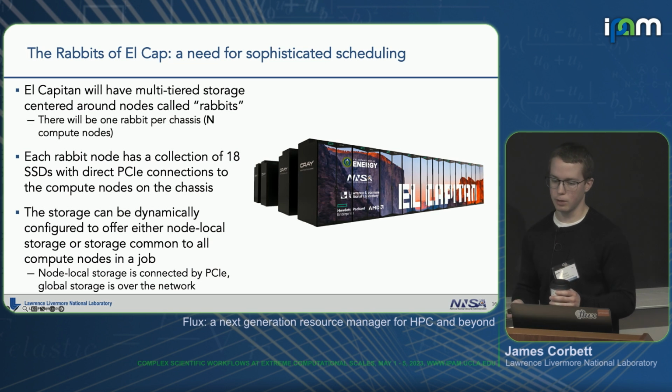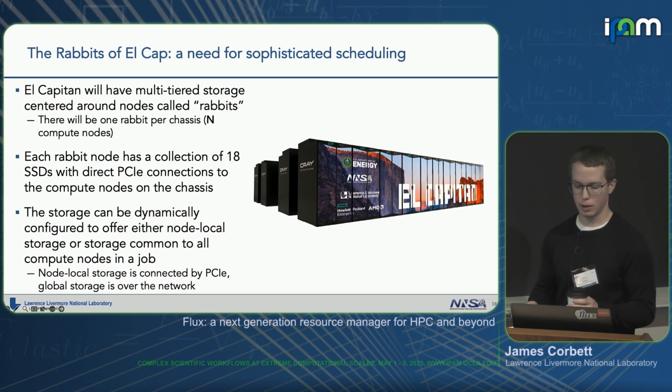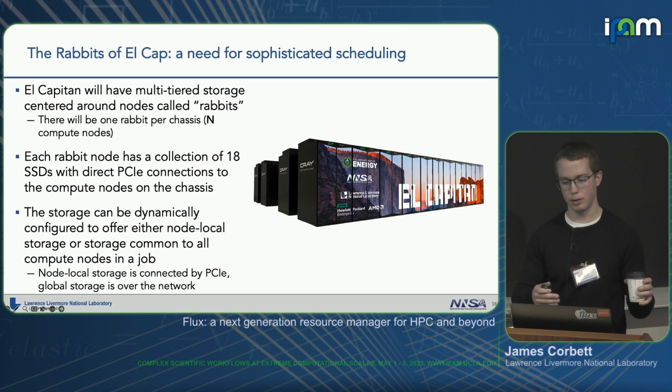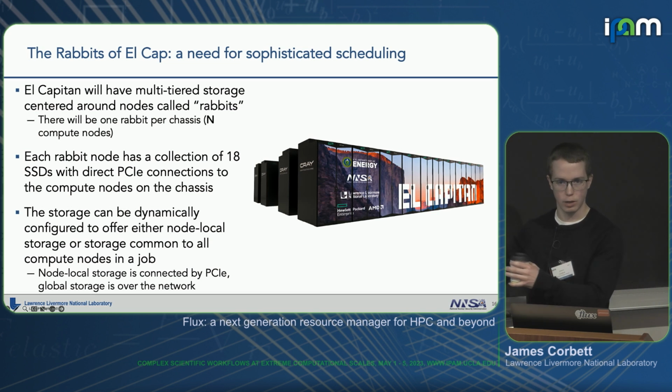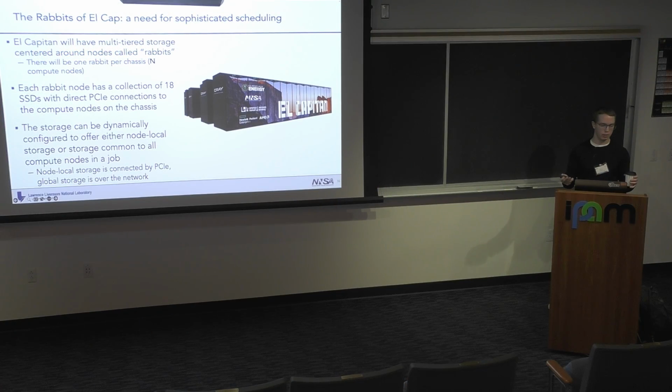Global storage has to be over the network because you might have a rabbit on chassis A supplying storage to compute nodes on chassis X and Y all the way over on the other side of the machine, to which the SSDs on rabbit A have no PCIe connection. But given the network proximity and the fact that our backing file system at Livermore uses hard disks and not SSDs, we expect considerably better performance from the rabbit global file systems than the backing file system.